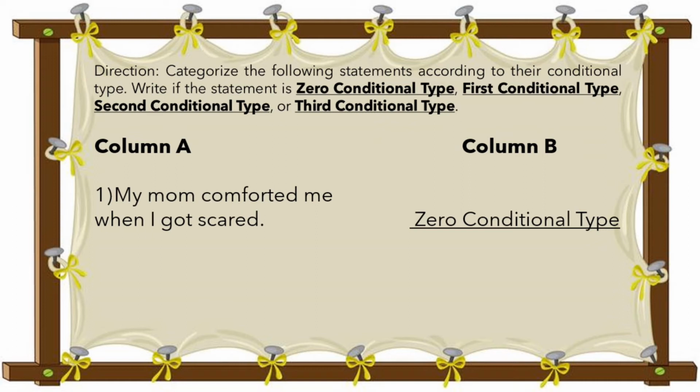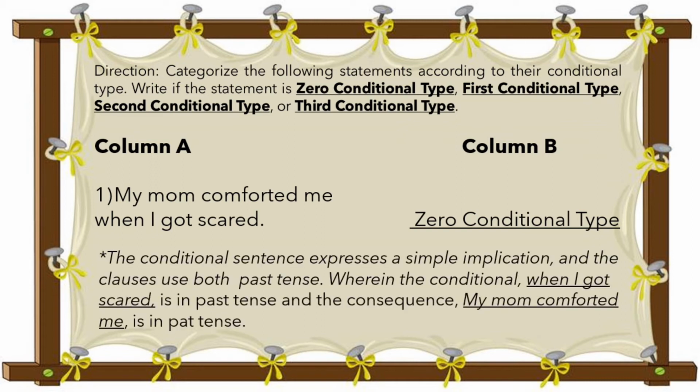My mom comforted me when I got scared. The answer is zero conditional type. Why? Because the conditional sentence expresses a simple implication, and the clauses use both past tense, wherein the condition, when I got scared, is in past tense, and the consequence, my mom comforted me, is in past tense.